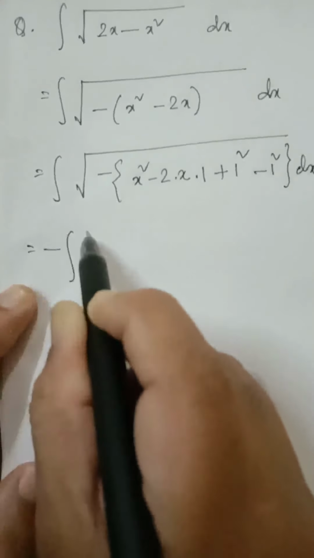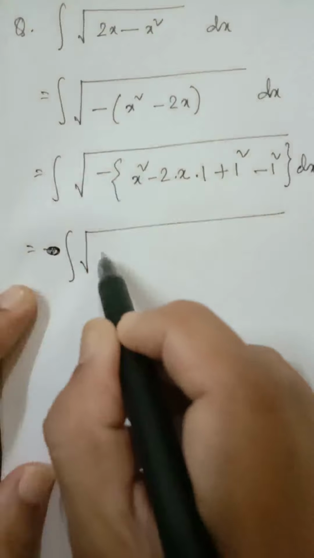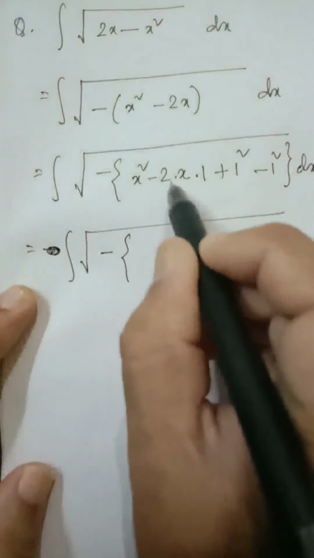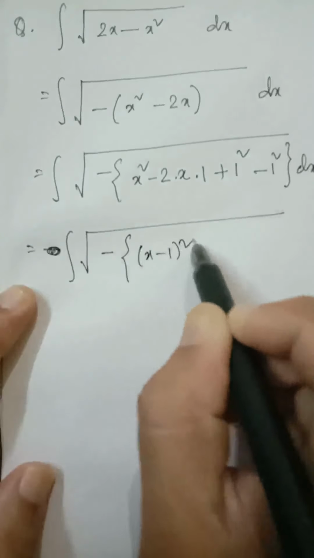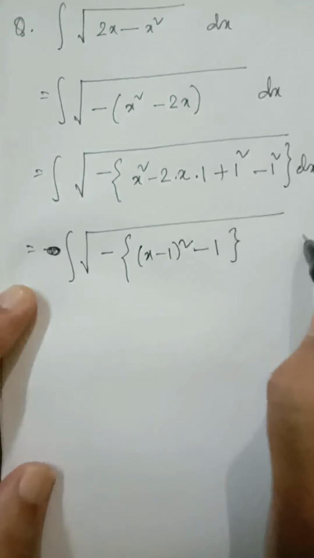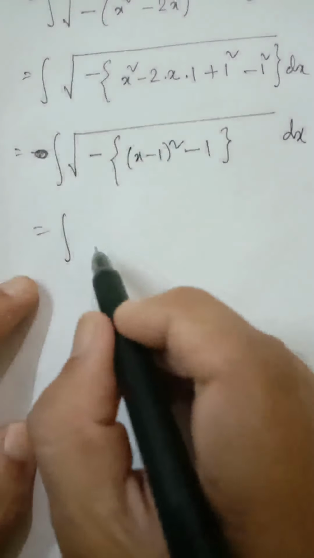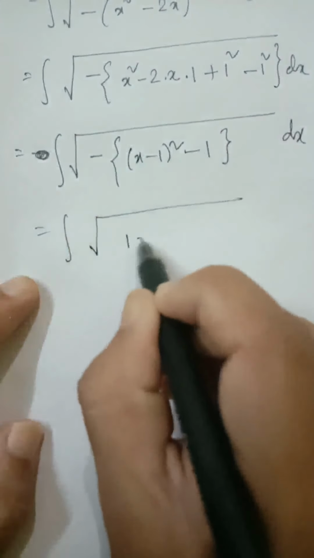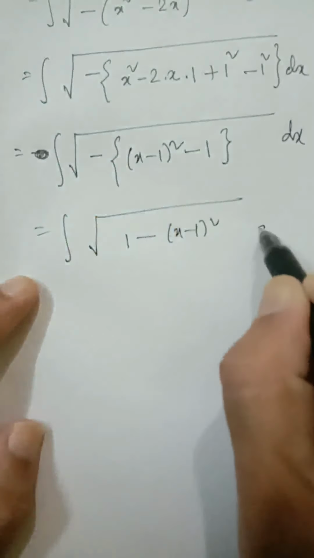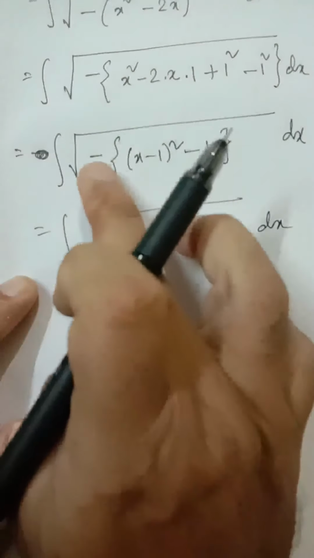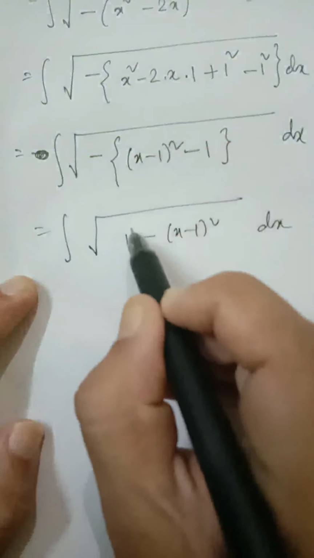Sorry, not minus, it will be minus of x square minus 2x plus 1. X square minus 2x plus 1 is x minus 1 whole square, minus of 1, dx. Okay, if we multiply by minus 1, it will be 1 minus x minus 1 whole square, dx. If we insert a minus sign, it will be minus of x minus 1 whole square plus 1, and we'll write 1 as 1 square.